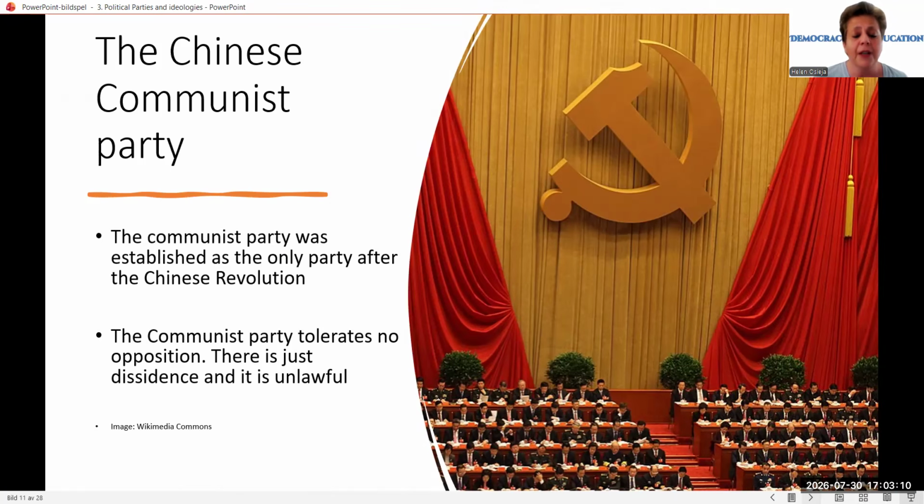The Communist Party tolerates no opposition, just like the National Socialist Party of Germany. And since there is no opposition, there is dissidence. However, dissidence or criticism of the government is unlawful. And the people who criticize the government very often end up in re-educational facilities or concentration camps.